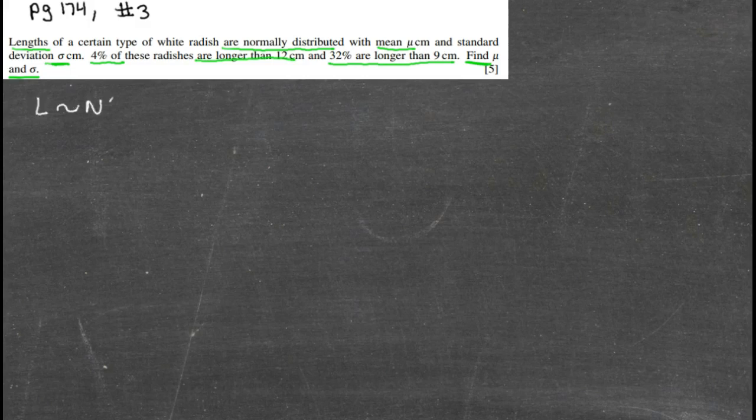So let's put some information down here in front of us. We've got this normal distribution. We don't know what the mean is. We don't know what the variance is. Let's take a look at what this looks like. Basically, what they're saying is we've got this length of a radish. We've got a 12 and a 9. Those are going to go along the bottom part of our axis. So let's say that's 9 and that's 12.